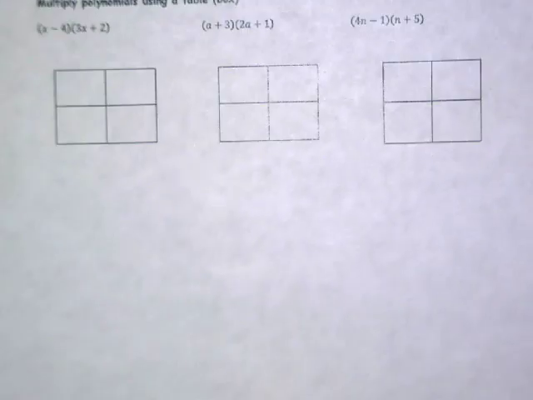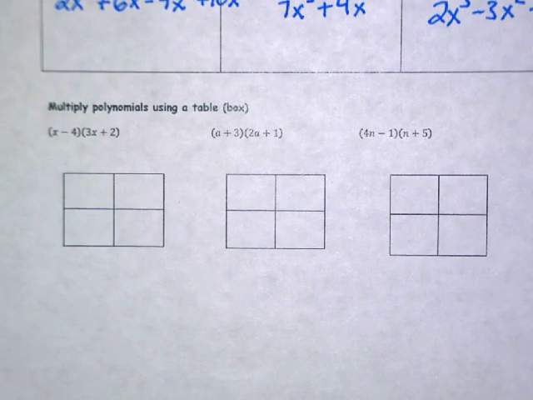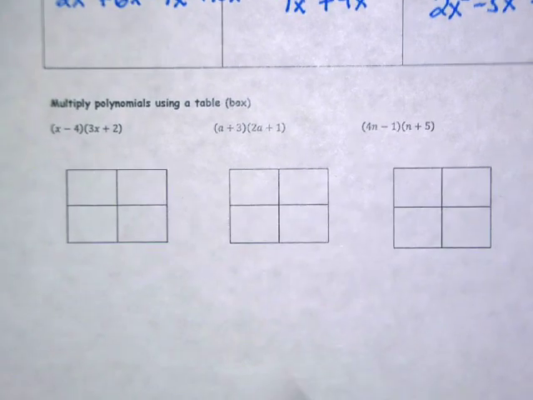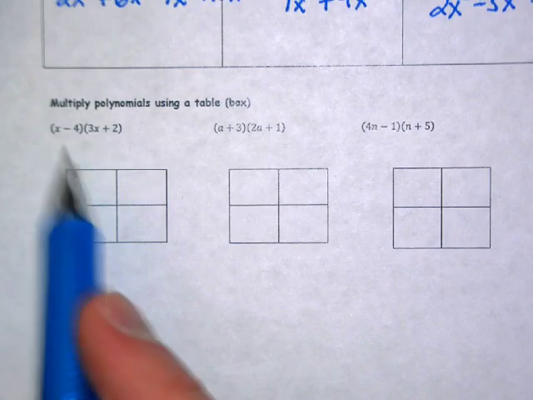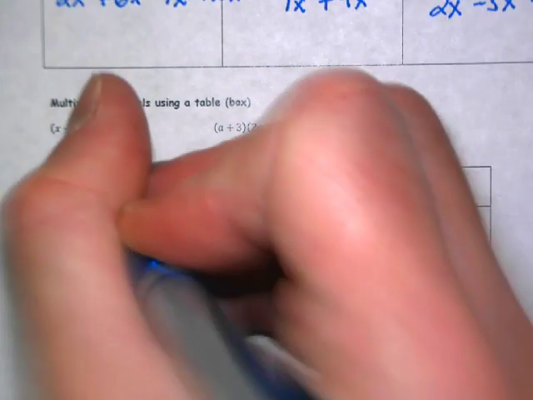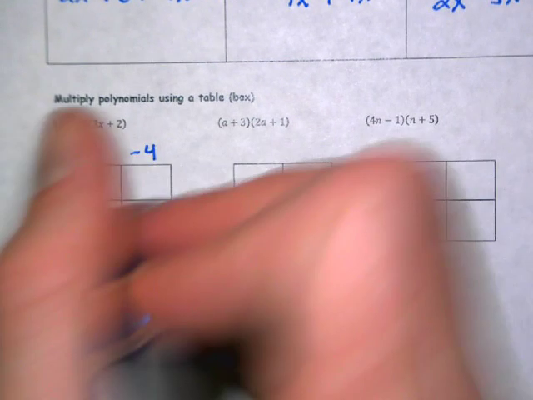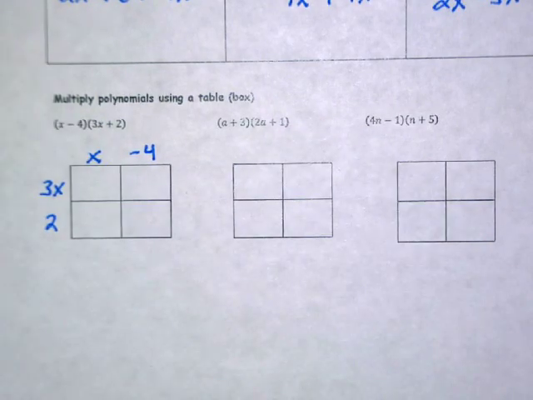All right, so now we're going to go down to a binomial times a binomial. And the method we're going to use is the box method, or the table method you might see it called. So we got x minus 4 times 3x plus 2. What we're going to do is on each side of this box, we are going to write each one of those. It doesn't matter which one you put across the top and which one you put down the side. It'll all work out. So at the top, I'm going to put x minus 4, so x and negative 4. Down the side, I'm going to put 3x and 2.